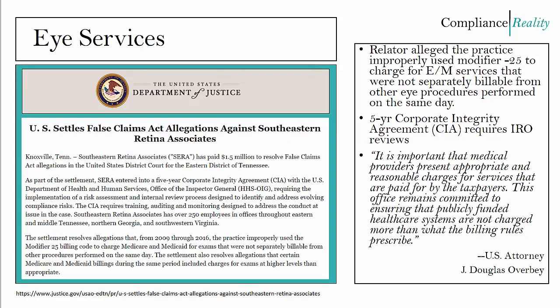Eye services. Think of all the eye procedures, think of injections, think of eye scans, all of these types of services that have their own procedure code. And so reimbursement for that procedure includes all the pre and post procedure work. So you don't just show up and go right to the eye procedure.